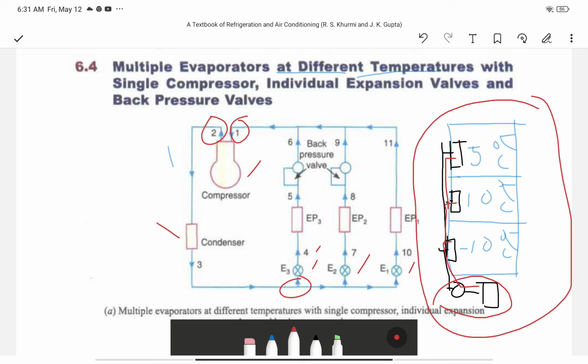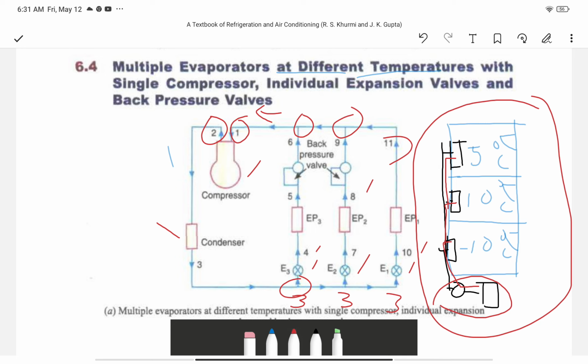Of course, this is still 3, 3, 3. So this is 3 to 7, 7 to 8, 3 to 10, 10 to 11. You have your junction here at 9, and your T junction here at 6. Then it goes back to 1, where the compressor suction is.